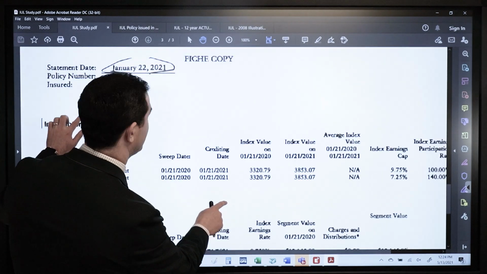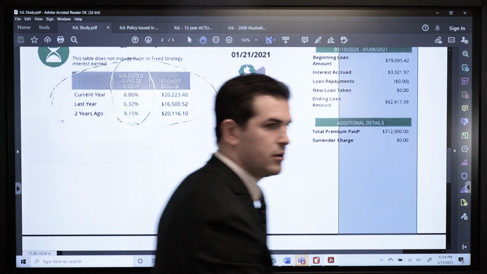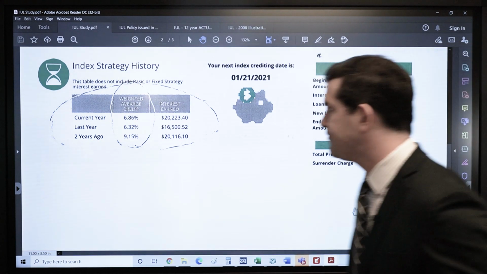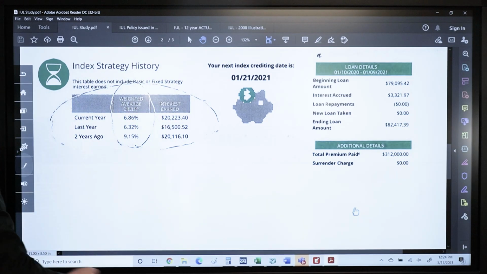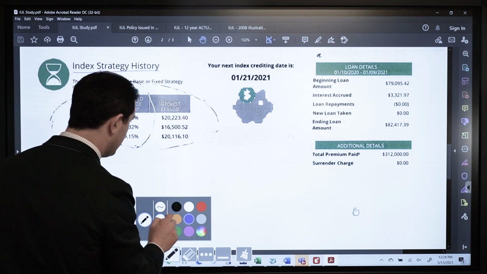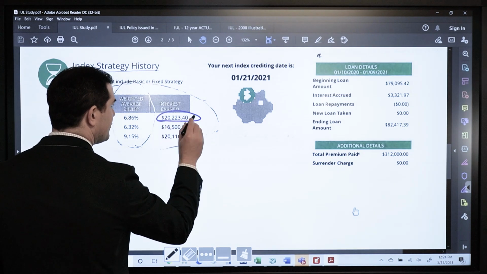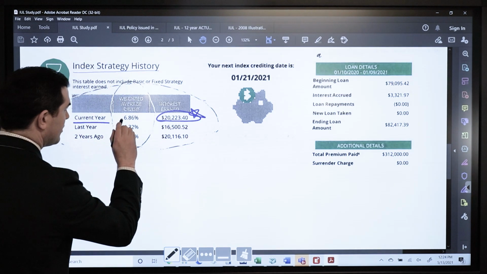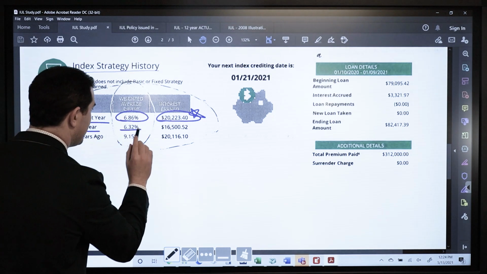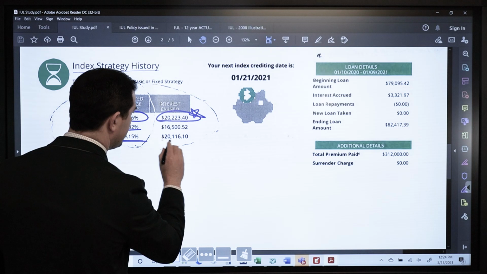Let me shrink this down a bit actually. Much better. Okay, so what do we see on the left? Indexed strategy history. This part's interesting. Current year, what he earned this year based on the $20,223 in interest, 6.86%. Last year, 6.32%. 2 years ago, what did he earn? 9.15%. That was a good year.